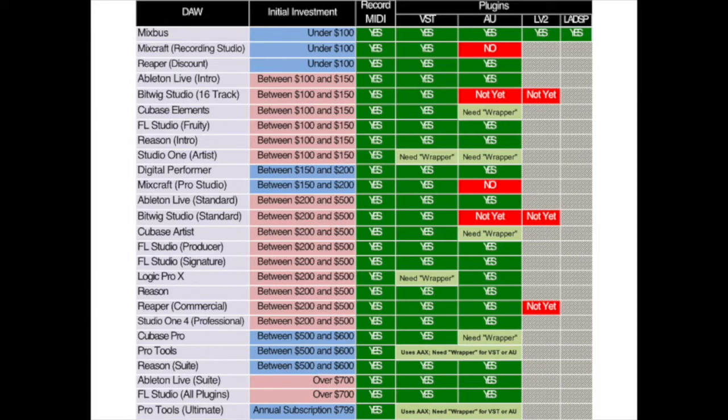Now you may notice I labeled the cost column as initial investment. This is because as time goes on, your DAW will offer upgrades, maybe free, maybe not. And again, this was another topic for discussion in user forums, something you may want to look into before making a purchase. Alright, moving on, let's take a look at some of the versions.